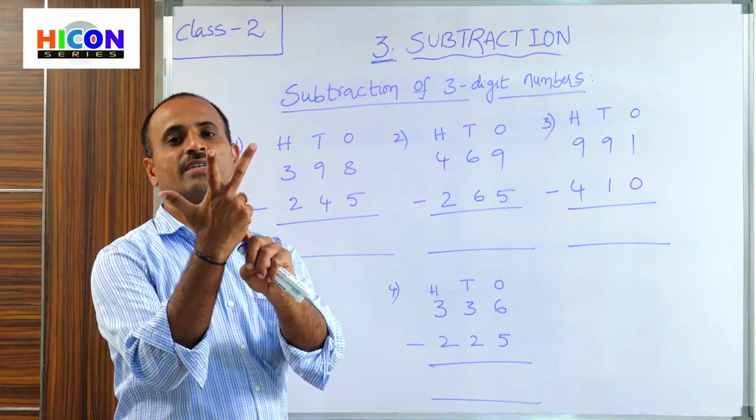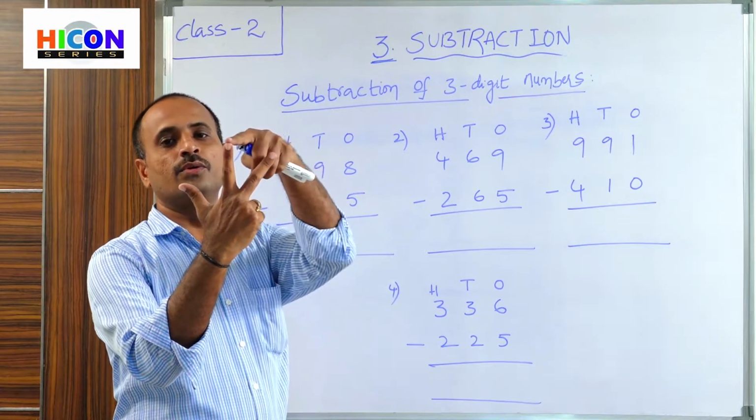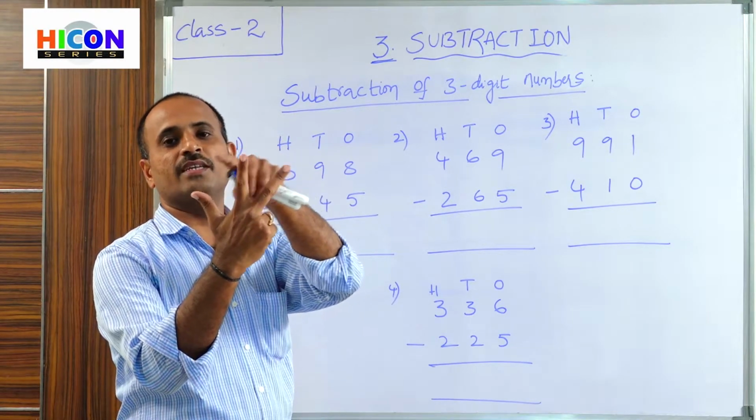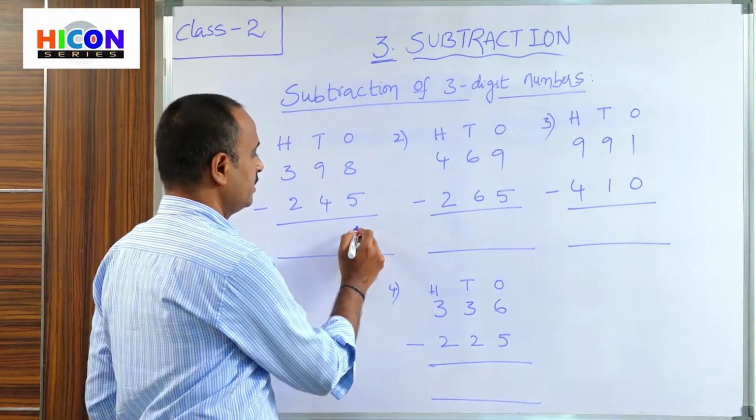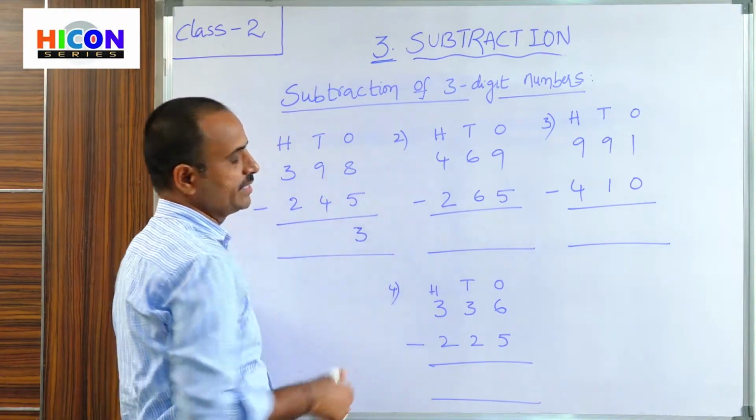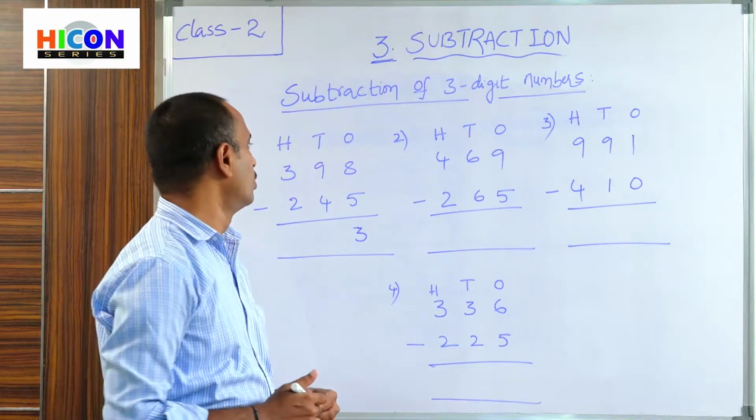So children, how many fingers are left here? So 1, 2, 3. So total 3 fingers are left. The answer is 3. So write 3 under ones place. So now go to tens place.